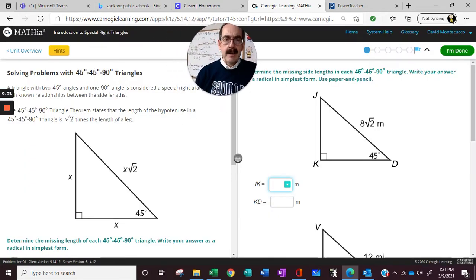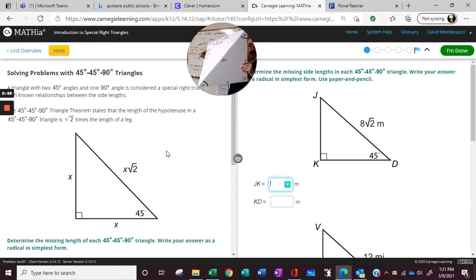If you look in the back corner of the room, Mr. Miller has hung up posters that demonstrate this look, the 45, 45, 90. What's cool about the 45, 45, 90 is that if we take a square and cut it in half, we have a 45, 45, 90.